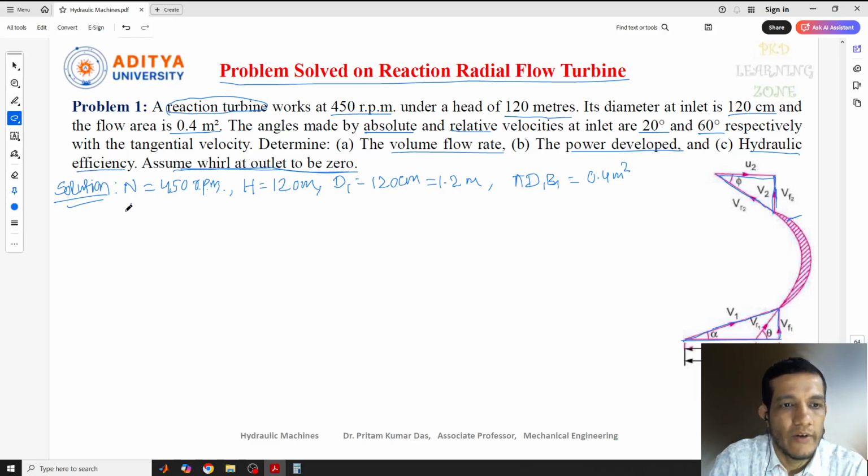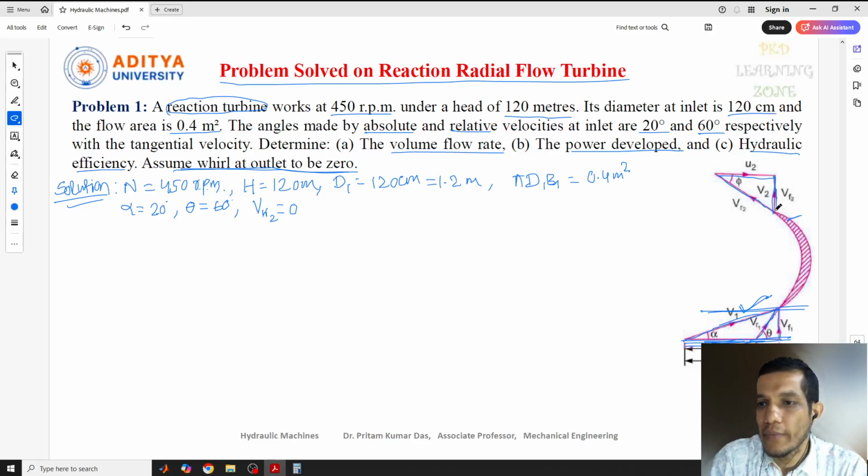That is nothing but alpha. Alpha is 20 degree. This is the absolute velocity which makes an angle at the inlet condition. Similarly theta is this one, the relative velocity at the inlet condition, with respect to this. So alpha is given 20 degree and theta is given 60 degree respectively with the tangential velocity. Tangential velocity is nothing but this velocity. Now whirl velocity at the outlet condition: assume that the whirl at outlet to be 0, in the sense we can write VW2 is 0 here.